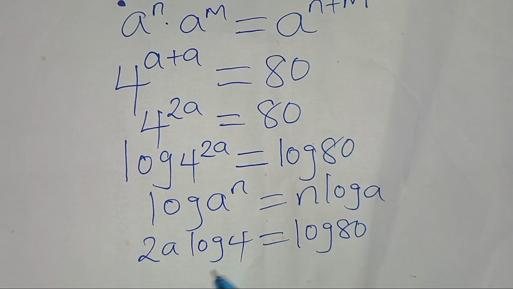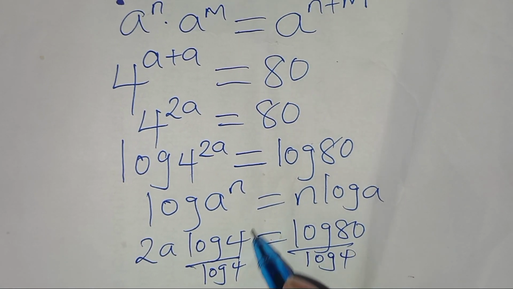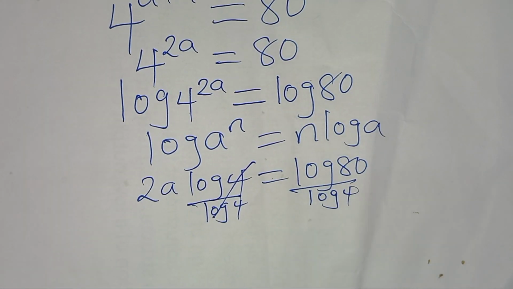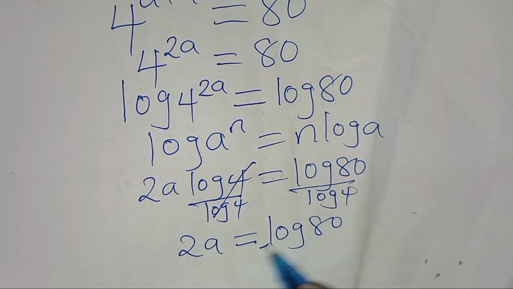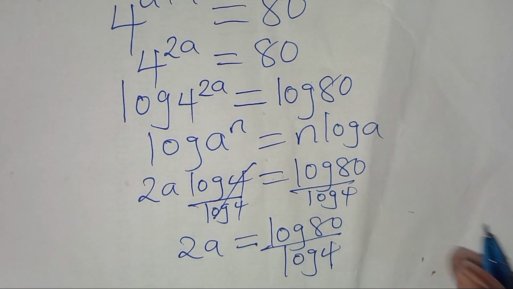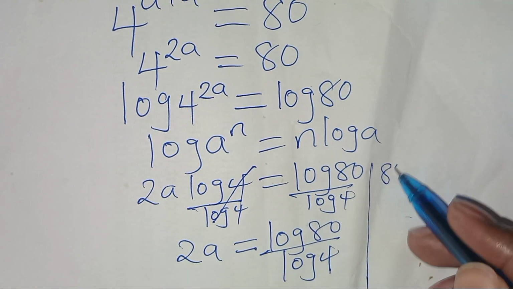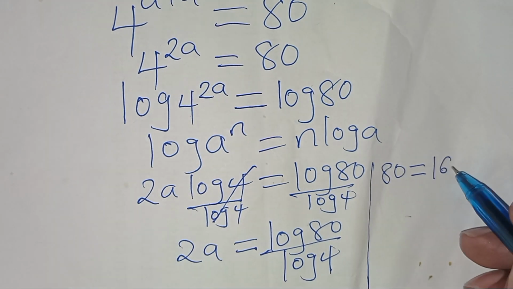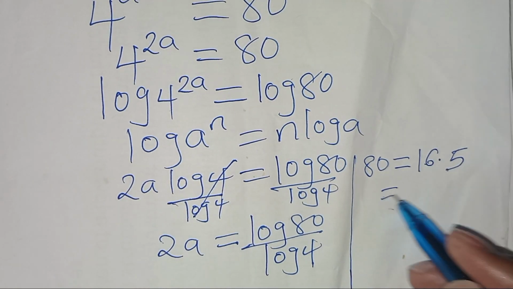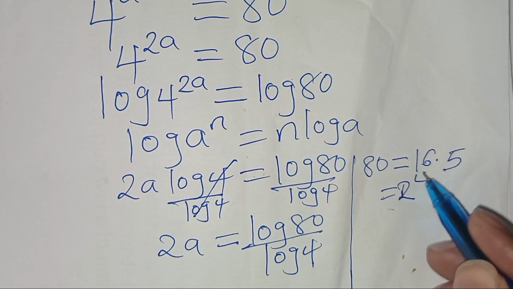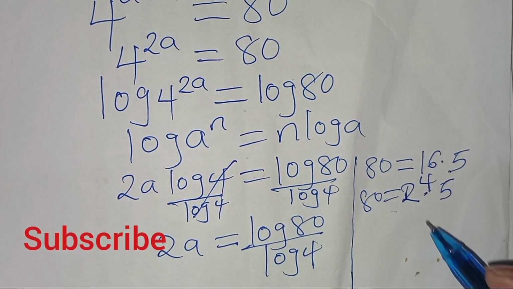Now, let's divide both sides by log 4. So that now we'll have 2a equal to log 80 divided by log 4. From what we have here, we can express 80 as 16 multiplying by 5, and we can express 16 as 2 to power 4. So that means 80 can be expressed as 2 to power 4 times 5.